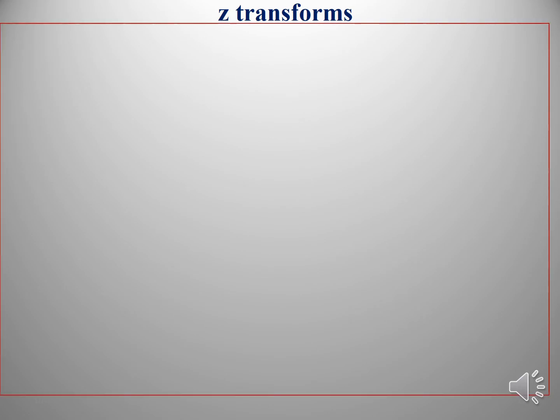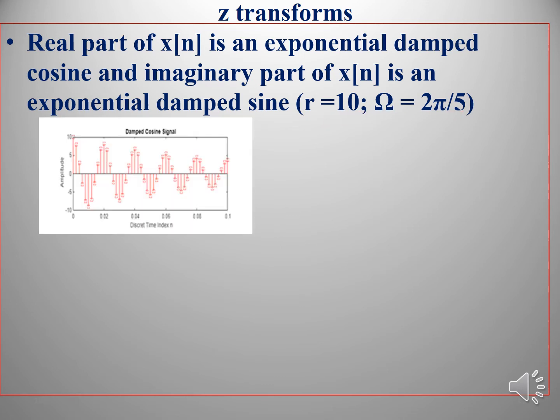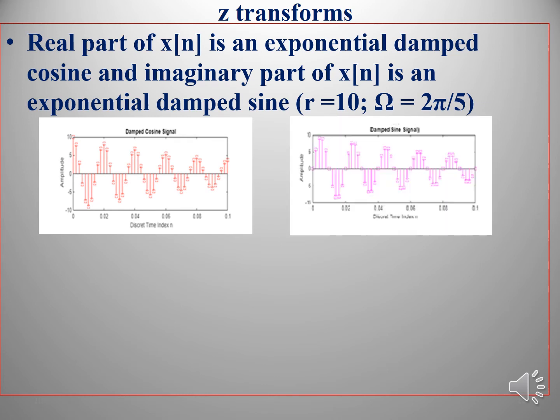Let us consider how the Z transforms could be represented. The real part of x of n is an exponential damped cosine, and the imaginary part of x of n is an exponential damped sine. Here, a signal has been plotted whose r value is 10 and omega is 2 pi by 5 for both the cosine signal as well as the sine signal. The damped cosine and damped sine signal has been shown here for r equal to 10 and omega equal to 2 pi by 5 as given here.